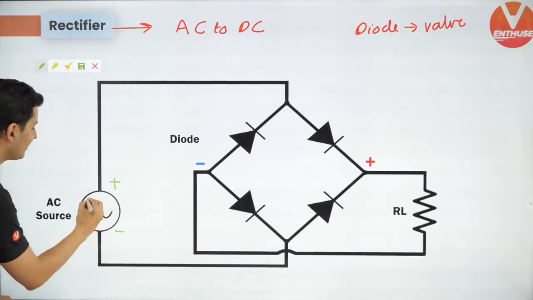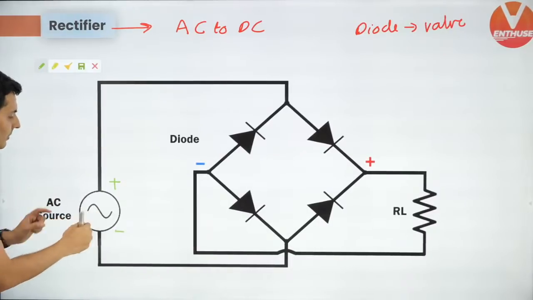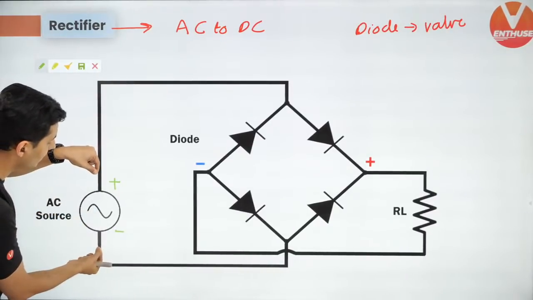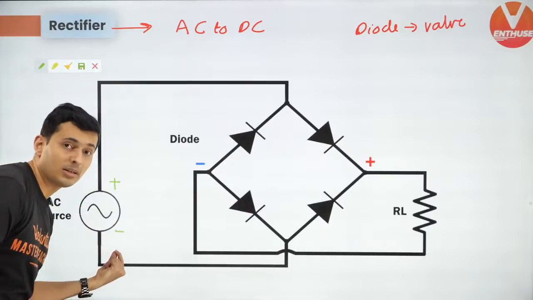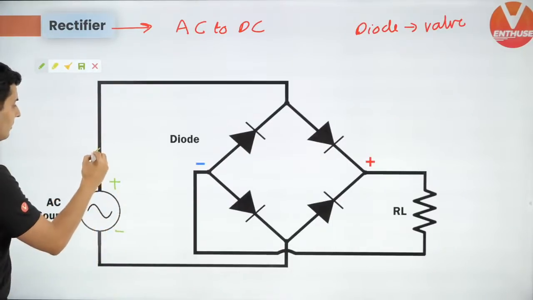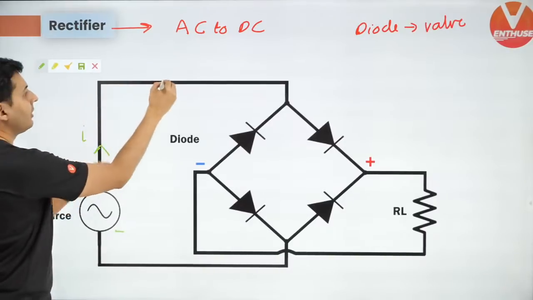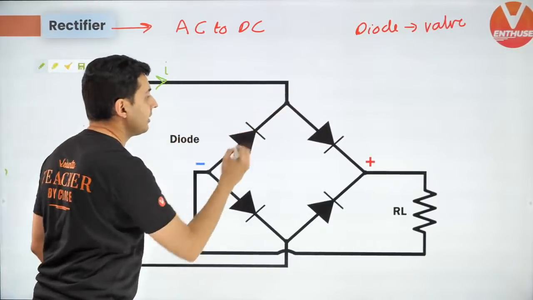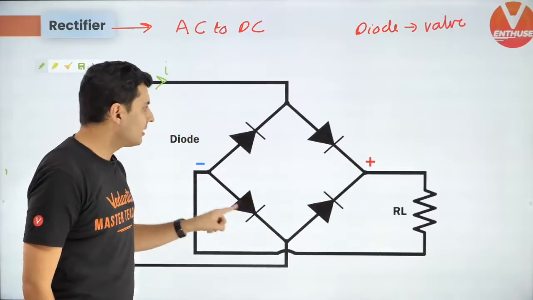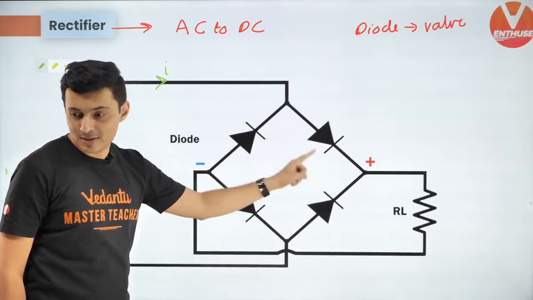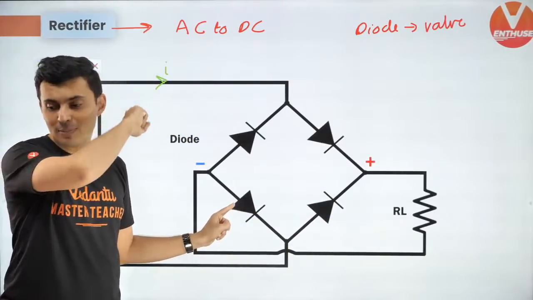Because there is a positive half cycle and there is a negative half cycle. So sometimes this is positive, this is negative. Sometimes this is negative, this is positive. If this is positive, this is negative, current will flow like this. It will go like this. It will enter here. Now, if you arrange the diodes like this in this particular manner, what will happen?